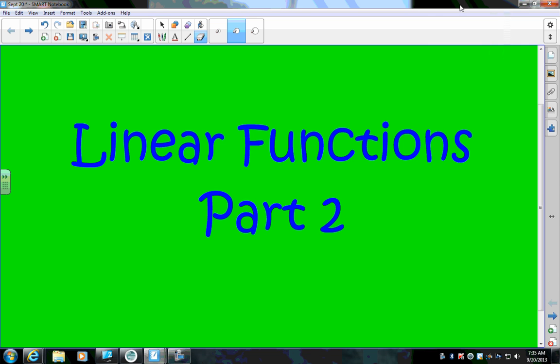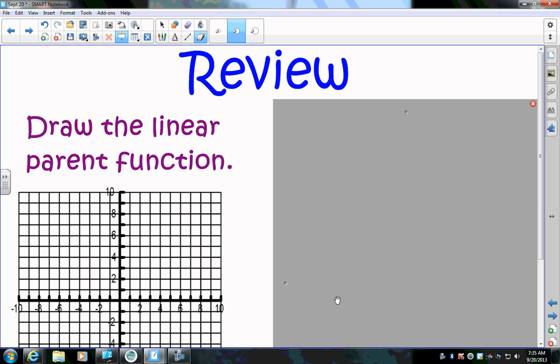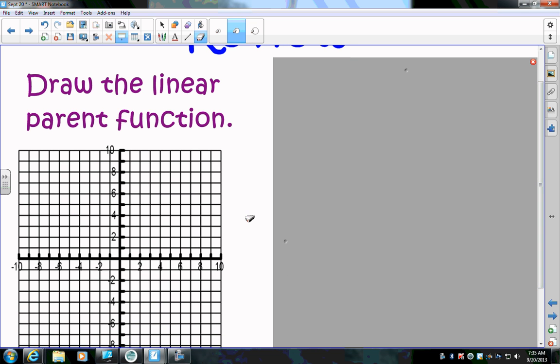Today we're going to talk about the linear function. Still, this is just the second part. So as we look right here, let's review from yesterday. It says to draw the linear parent function. Well, first off, what is the equation for the linear parent function?